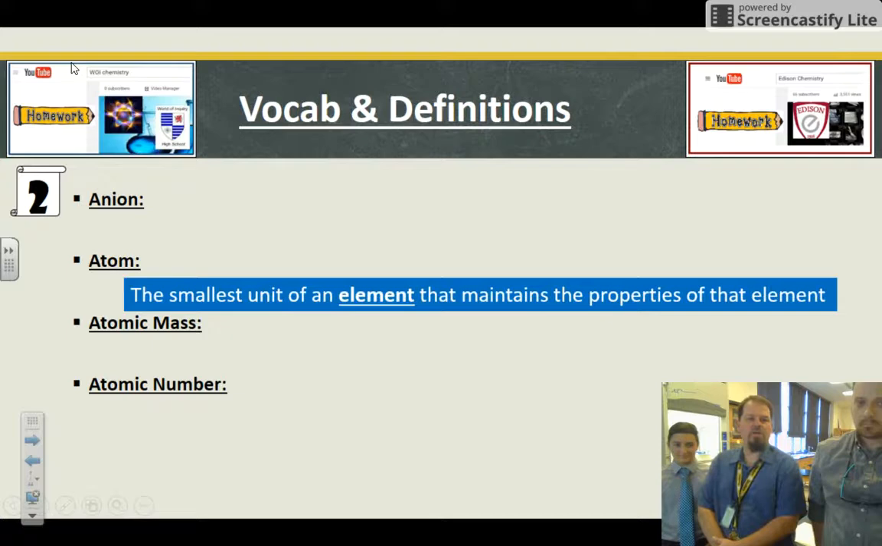Atom. So, nice fancy picture. This is the smallest unit of an element that maintains the properties of that element. And as we learned last unit, it cannot be broken down by chemical means.